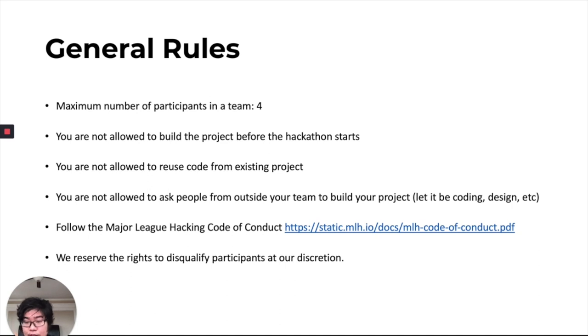Last but not least, we reserve the right to disqualify participants at our discretion. If we find any sort of misconduct, any sort of improper behavior during the hackathon, we have to disqualify your participation from Garuda Hacks.